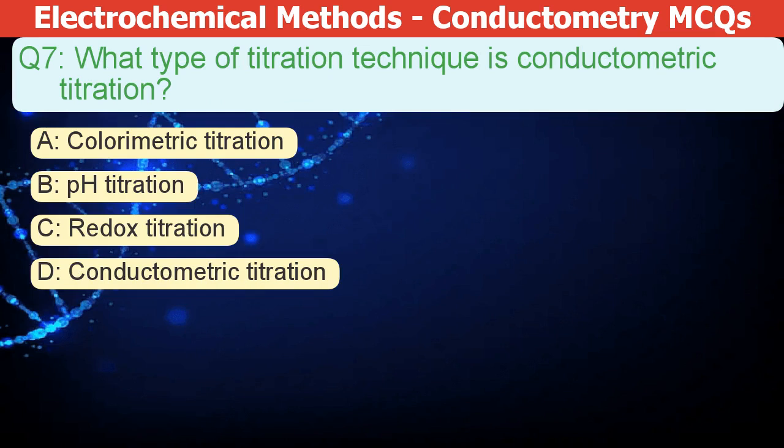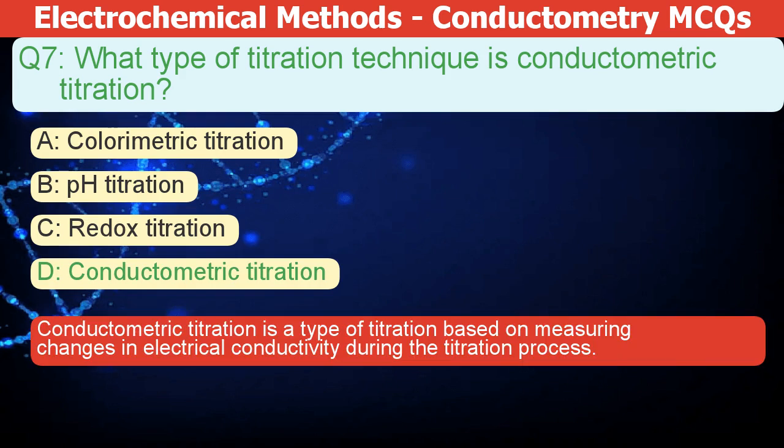What type of titration technique is conductometric titration? A. Colorimetric titration. B. pH titration. C. Redox titration. D. Conductometric titration.